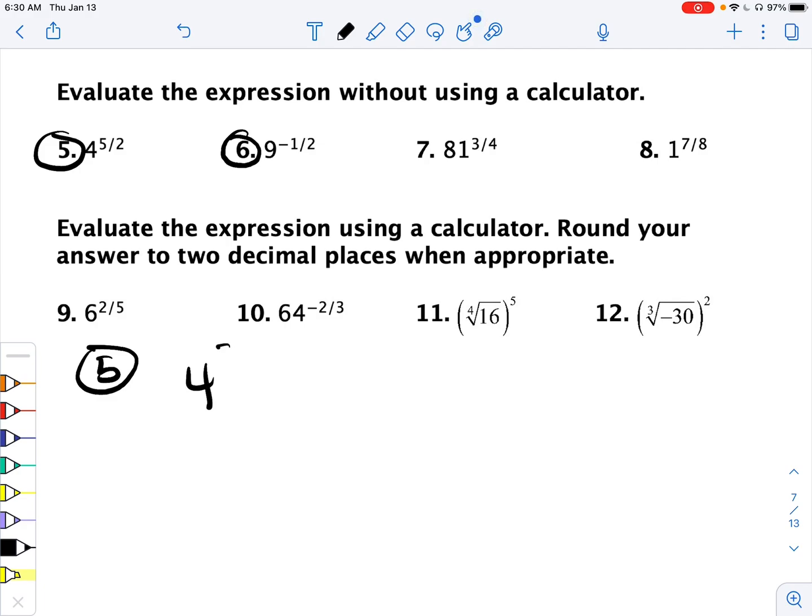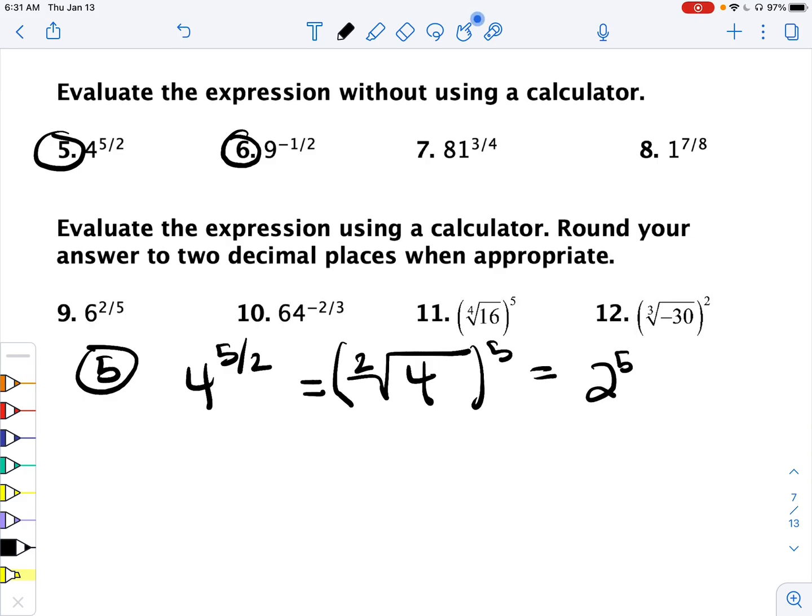Okay, 4 to the 5/2. And I don't care which method you use. If you use the radical notation or if you use a rational exponent notation, it's the same thing. So I'm going to change this to the radical notation, the square root of 4, to the 5th power. Well, the square root of 4 is 2. And 2 to the 5th power is 32.